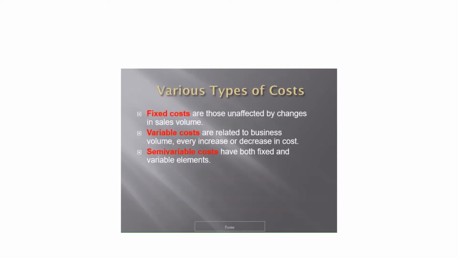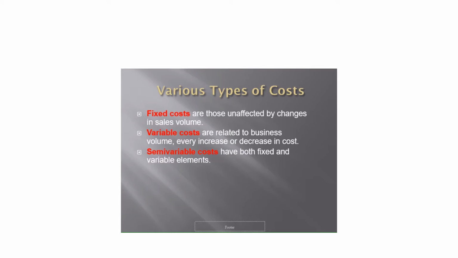Now we're going to go over some various types of costs that are associated with a food service business, or actually any business really. First we have fixed costs. Fixed costs are those that do not change with sales volume. If I had to give an example, I'd say your rent would be a fixed cost, because no matter how many guests you serve or how many meals you prepare, your rent is always going to stay the same. It's not going to change.